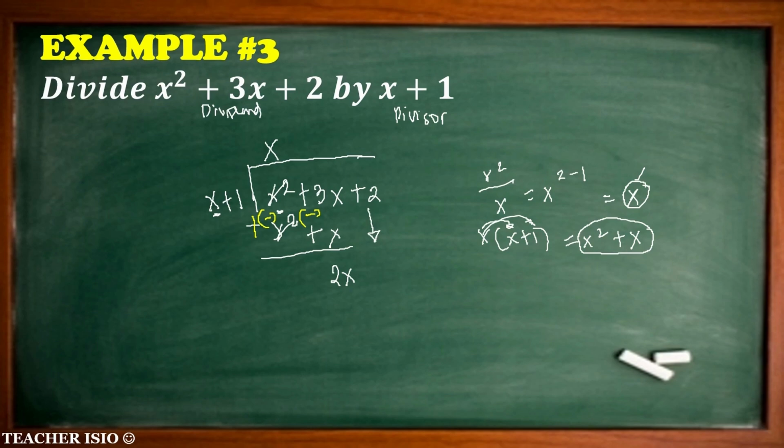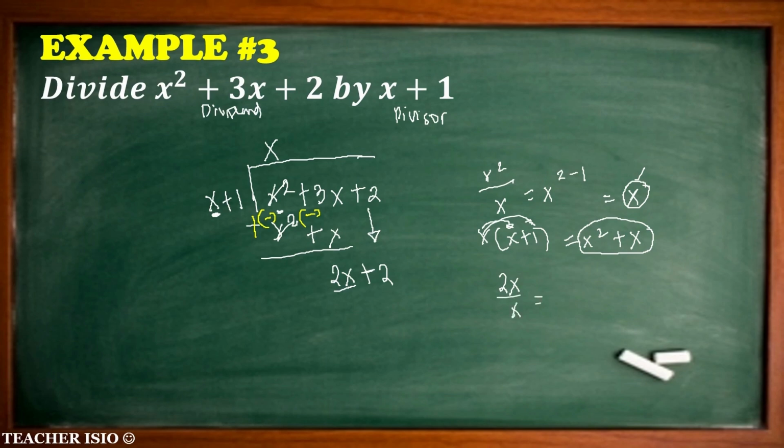Dahil ito ay nasakop na, ibig sabihin, ito na yung i-bring down natin, si plus 2. So we have plus 2. Balik ulit tayo. So yung first term na to, we have 2x. I-divide natin sa first term ni divisor. So we have 2x over x.